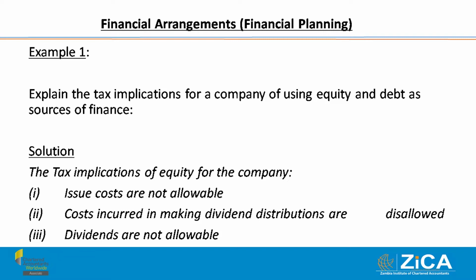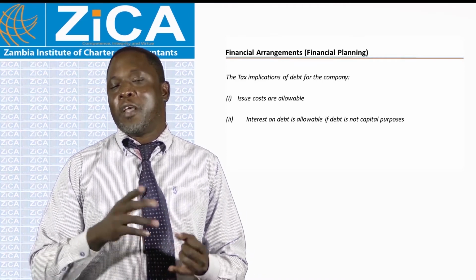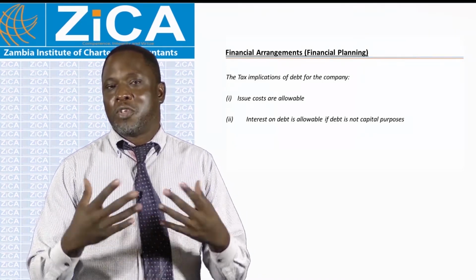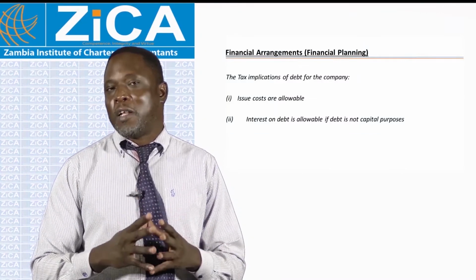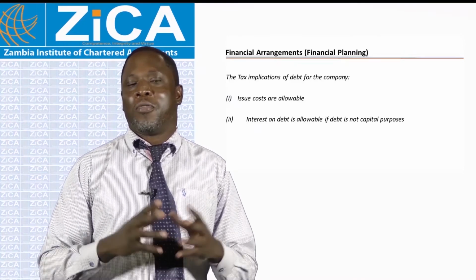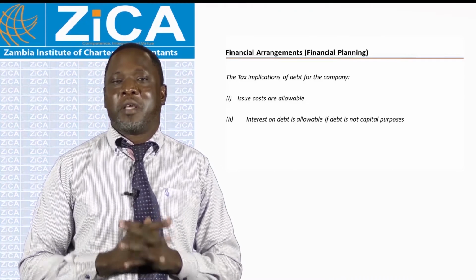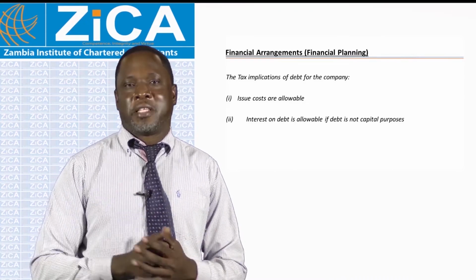You go strictly or directly to the taxation implications rather than explaining the advantages and disadvantages of equity as a source of finance for the company. When it comes to debt, when a company issues debt, it will incur, first of all, the costs in issuing those bonds. Then secondly, the company will tie itself to making interest payments on those bonds it has issued. And therefore, the taxation implications will also be on the same.